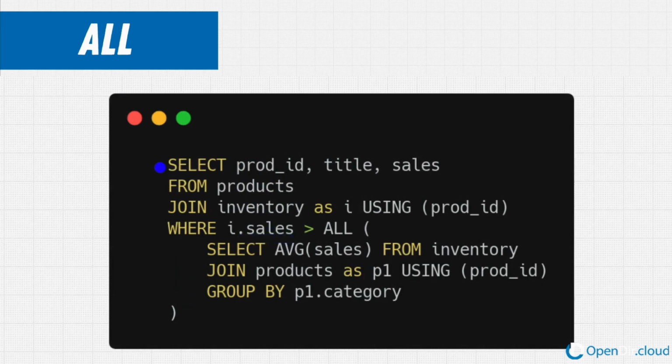In this specific query right here, you can see we're selecting product ID, title, sales, and we're joining on inventory so that we can have the sales value available. And then our subquery is in the where clause, and we're saying where the sales of the inventory are greater than all. And then the subquery is an interesting one. We're selecting the average sales, and then we're joining on the products, and we're grouping by the categories. So we're calculating the average sales for each and every single category. So we're getting basically all of the products where the sales were larger than the average sales of every category. So we're getting the top performers across all categories.